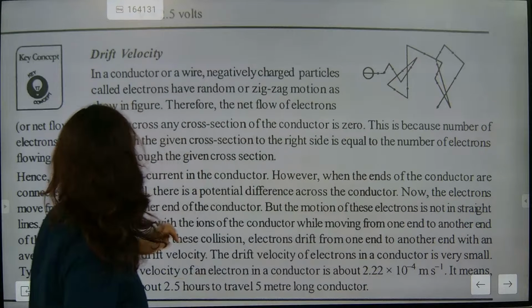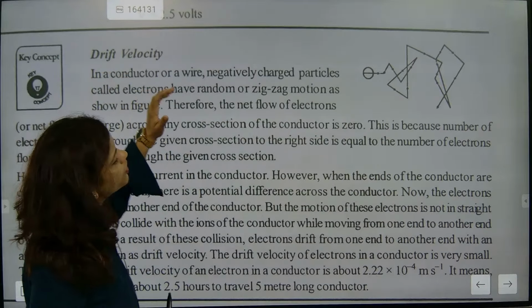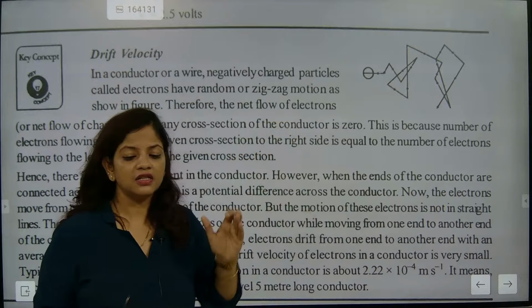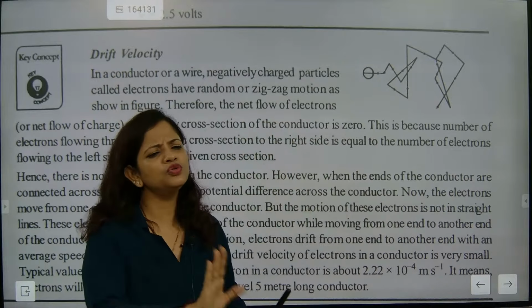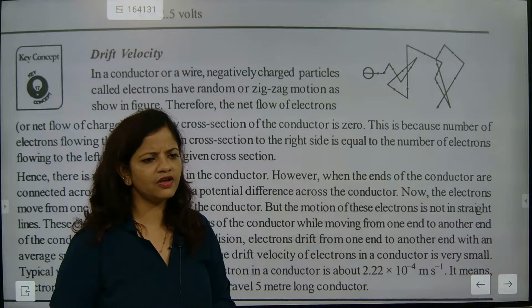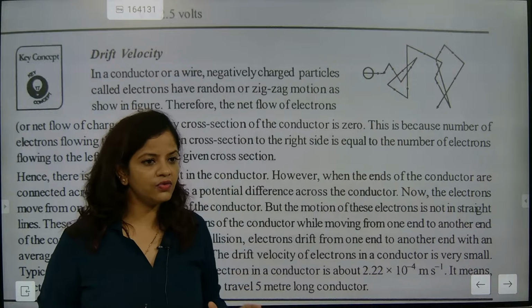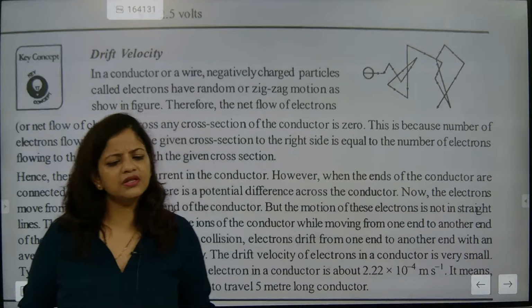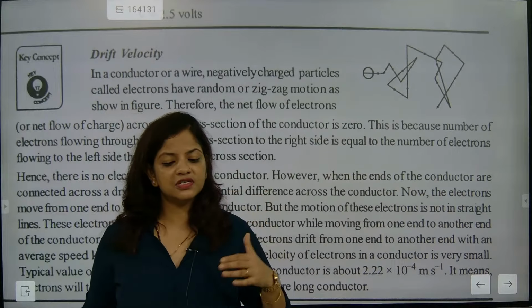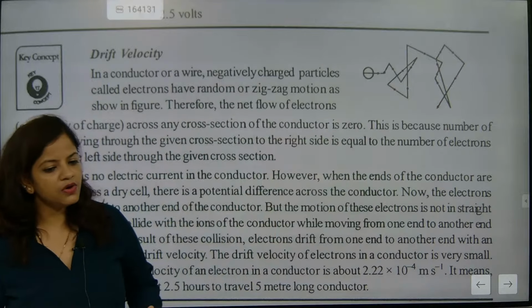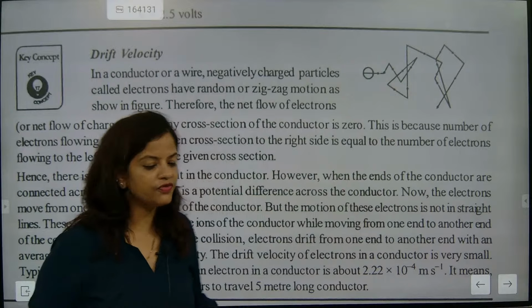Okay, now drift velocity. First understand the meaning of drift velocity. The velocity with which I will push you continuously is the drift velocity. You need to understand that. What is actually happening in the circuit, and how is the drift velocity generated?